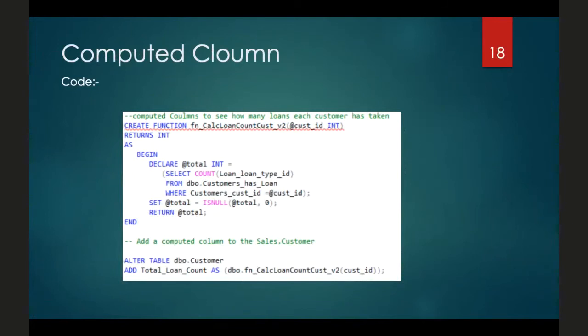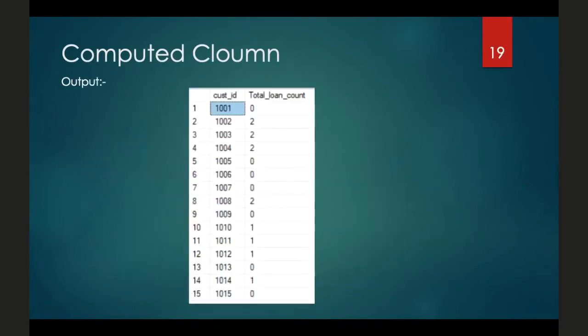So I'll be explaining computed columns, data encryption, and the visualization part. As we know, a computed column is used to create another column in the existing table. Here we want to know how many loans each employee or customer has taken. So these are the computed columns for the customer table. Next slide. So here we can see how many loans each customer has taken, the loan count.